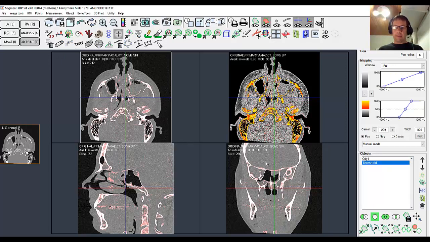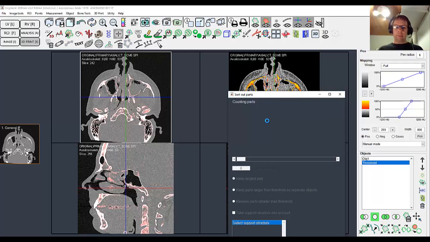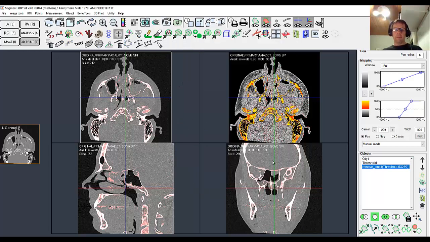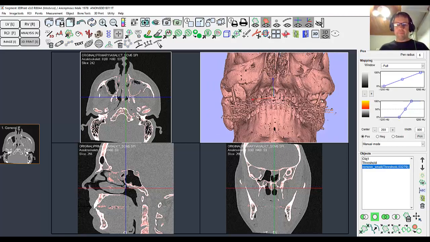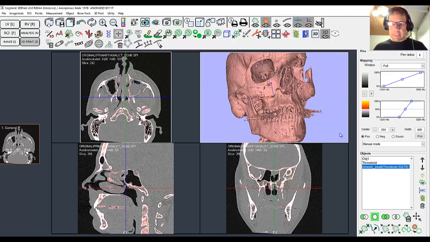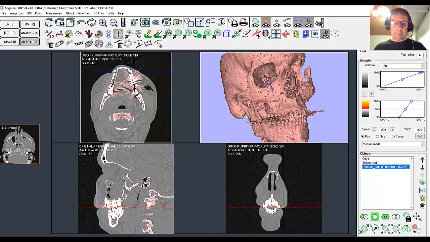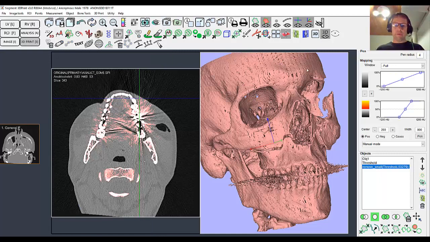Okay, we get a lot of noise here, so I remove all the smaller parts to get a lot of the noise away. We can look at it in 3D, and we clearly see there's a lot of dental artifact. We can just click on it and see it. Now I'll switch to only the transversal view, to get a bit more zoomed in.